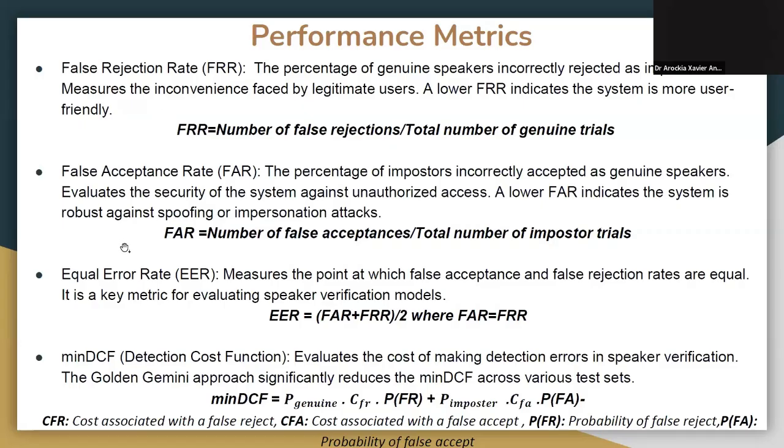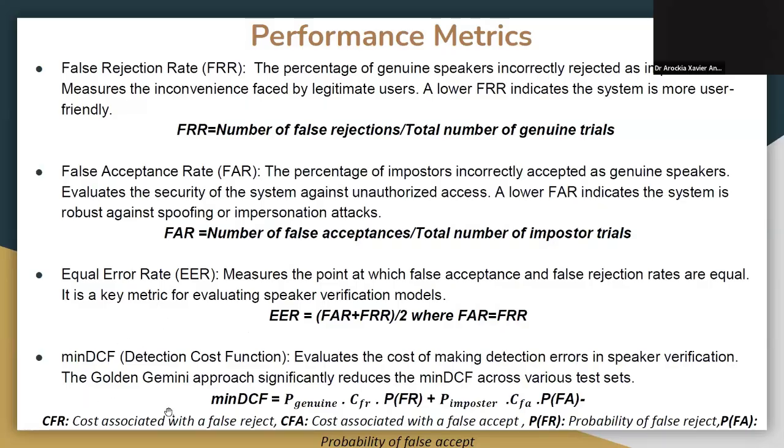And the false acceptance rate is the percentage of imposters incorrectly accepted as genuine speakers. So it evaluates the security of the system against unauthorized access. A lower FAR indicates the system is robust against spoofing or impersonation attacks. And combining these, the equal error rate measures the point at which the false acceptance and false rejection rates are equal. So it is a key metric for evaluating speaker verification models. If it has a low value, it is a better model.